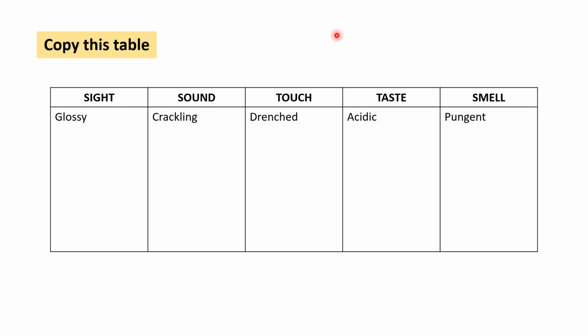So copy this table down and make sure you also copy the words under each example. These are examples of sensory vocabulary, and that's going to help you with the next task. Pause the video and copy this table exactly into your exercise books, please. Okay, you should now have this copied down.